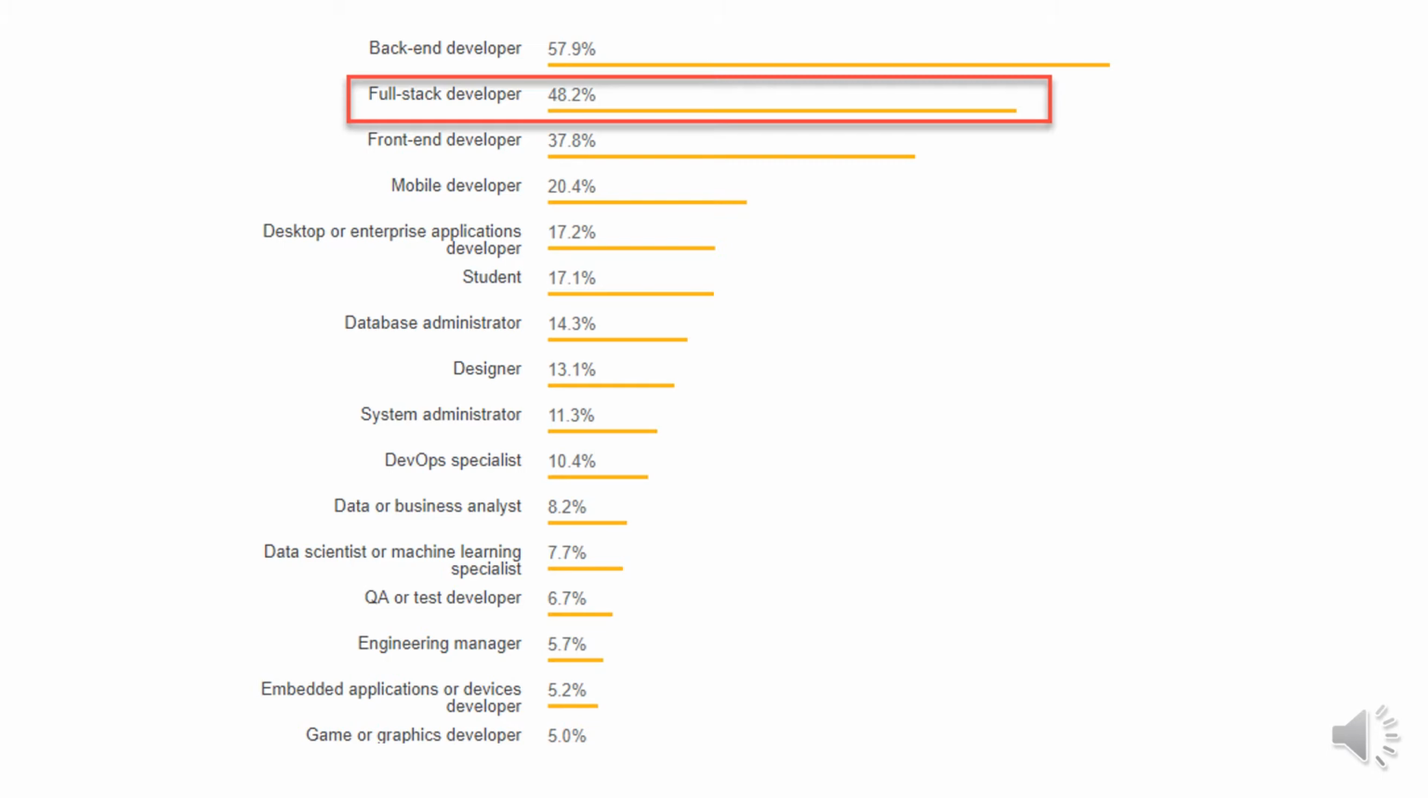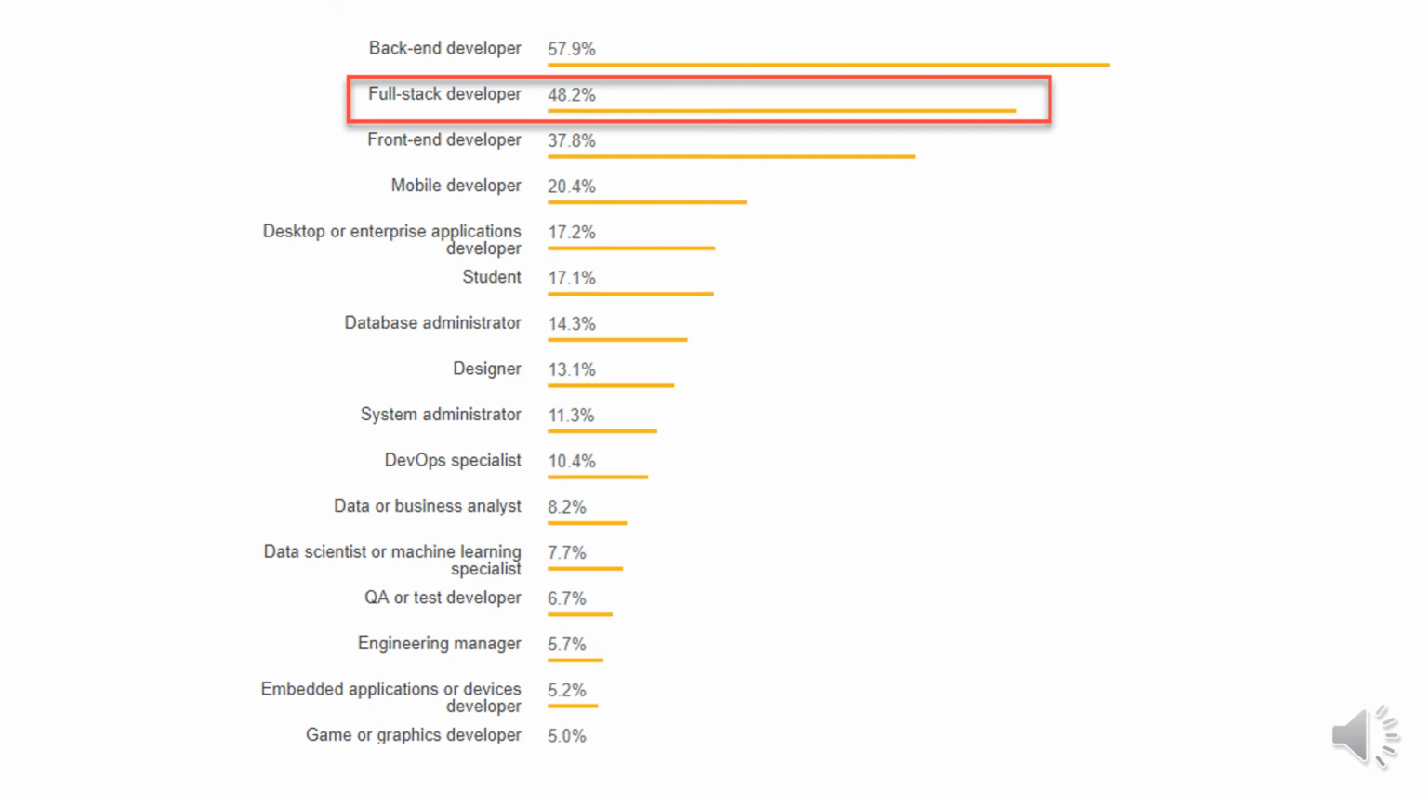Here we can see the ratio of the different developers in the market. Backend developer has 57.9% demand. Full stack developer, 48.2% demand. Front end developer, 37.8%. Mobile developer, 20.4%. Desktop or enterprise applications developer, 17.2%. Student, 17.1%. Database administrator, 14.3%. Designer, 13.1%. System administrator, 11.3%. DevOps specialist, 10.4%. Data or business analyst, 8.2%. Data scientist or machine learning specialist, 7.7%.